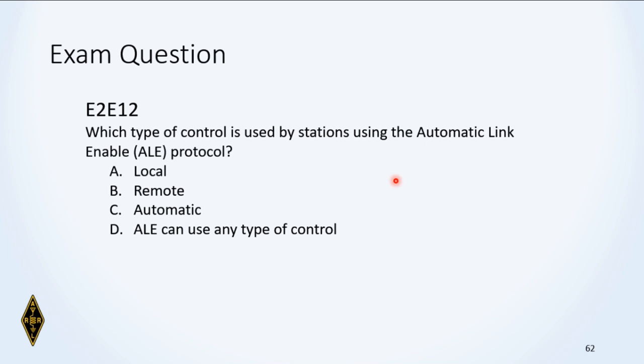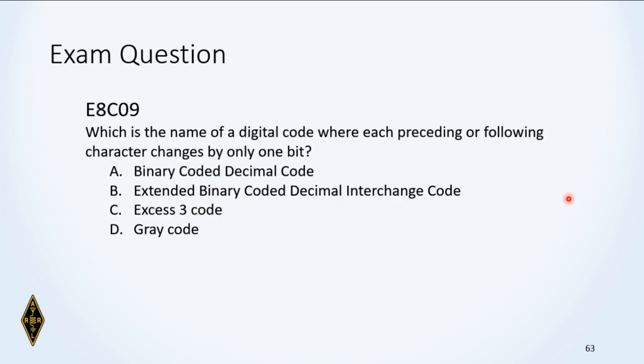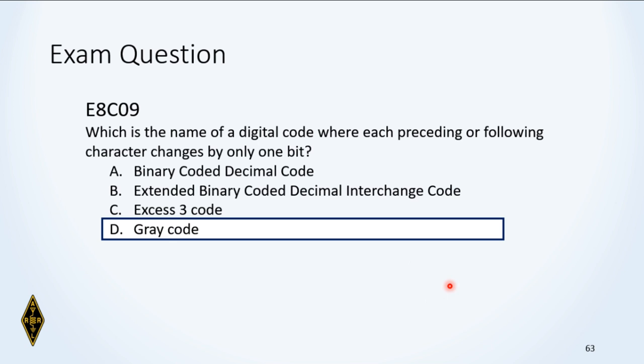Which type of control, and you better get this one right, is used by stations using the automatic link enable protocol? C, yes, automatic. It's in the question, it's in the answer. So nobody gets that one wrong. Which is the name of a digital code where each preceding or following character changes by only 1 bit? D, correct, Gray code. And there's some real interesting wrong answers there.